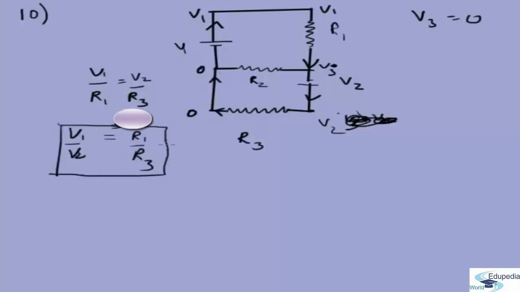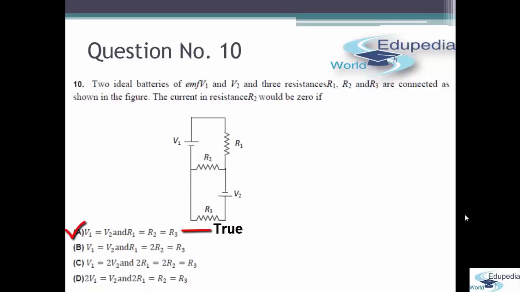Any set of V1, V2, R1 and R3 that follows this combination will result in there being no current in R2. So we can just look at this. Option A satisfies this. So A will be true because the ratio everywhere is 1. For option B, V1 and V2 have the same ratio as R1 and R3. R2 doesn't matter. You can just remove that from the equation. For C, V1 by V2 is 2 and R1 by R3 is 1 by 2, not 2. So it is false. And for D, V1 by V2 is 1 by 2 and R1 by R3 is 1 by 2. So D is true, which means the answer is A, B and D.